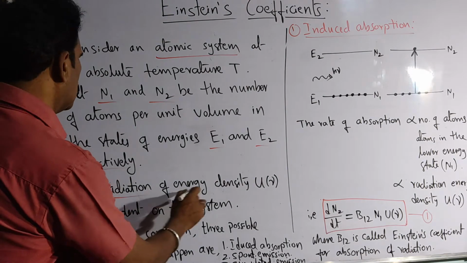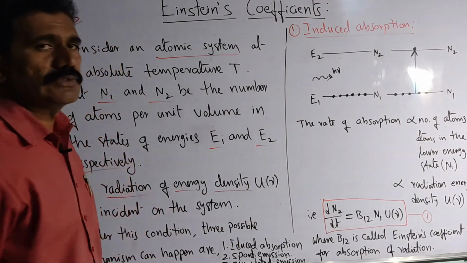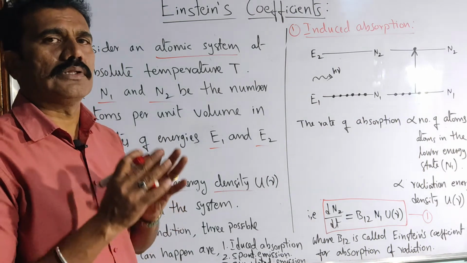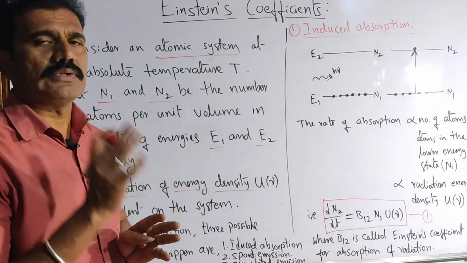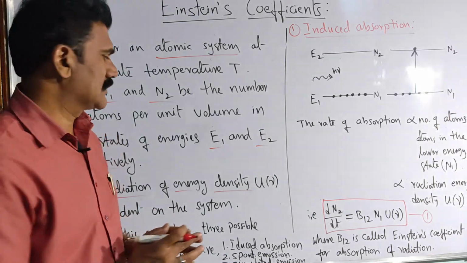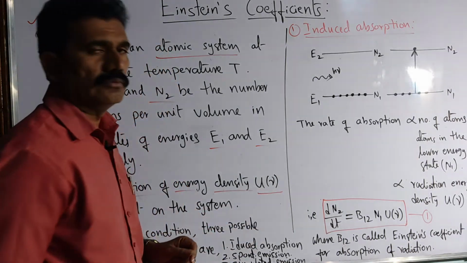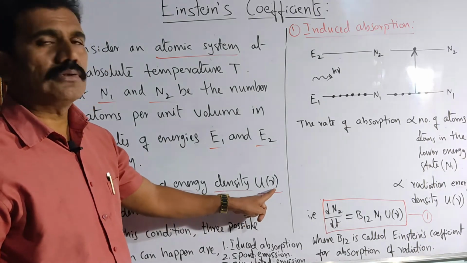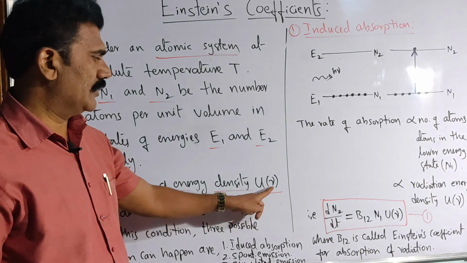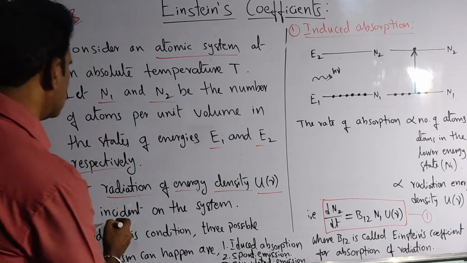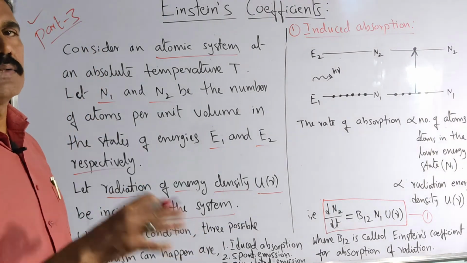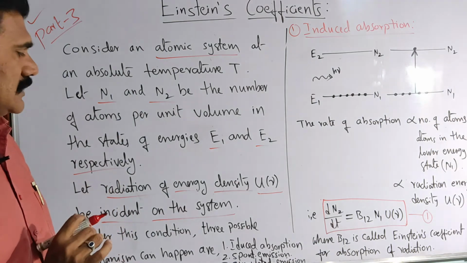Then, what is the radiation energy density? We assume the radiation energy density is according to Planck's law. Energy density always depends upon the frequency of radiation, so the frequency dependent energy density is considered as U of nu, the energy density at a particular frequency nu. That is what is incident on the matter where the atoms are present, the atomic system.